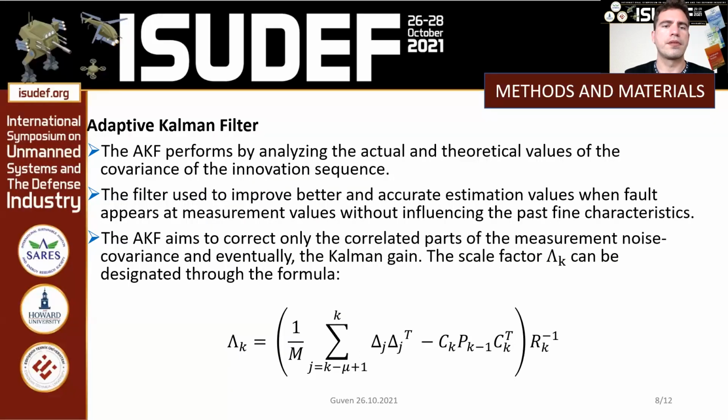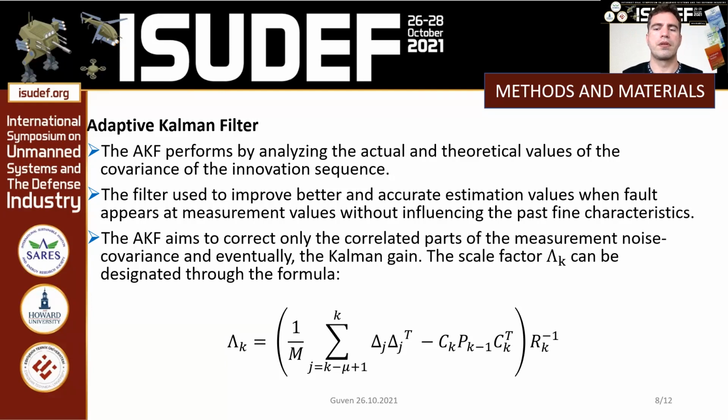The first, second, and third, the third one is that we have a fault accommodation stage which estimates the states and remedies the sensor values. We have done this by applying an adaptive Kalman filter.